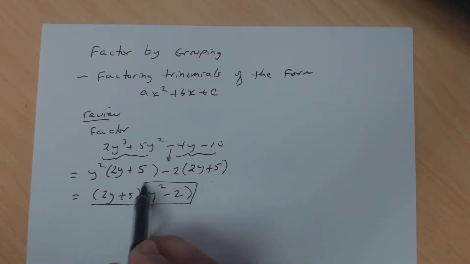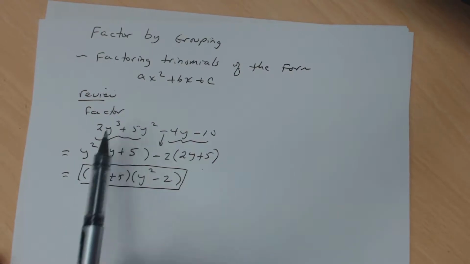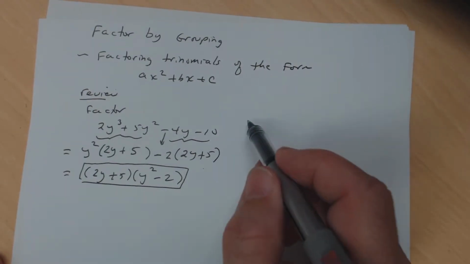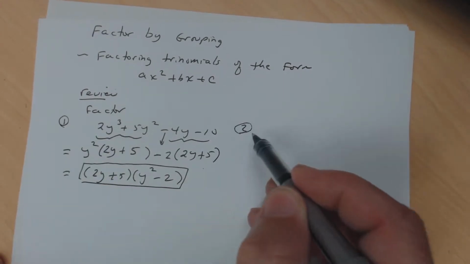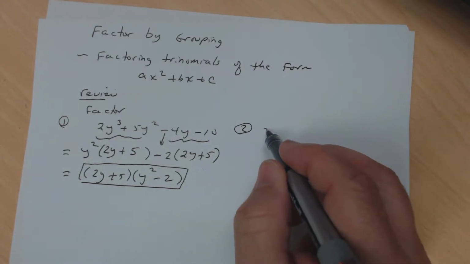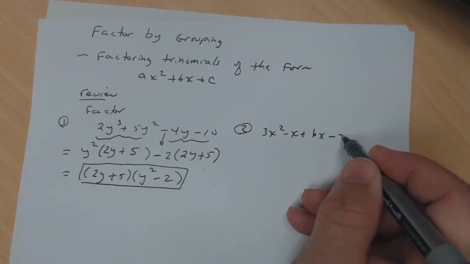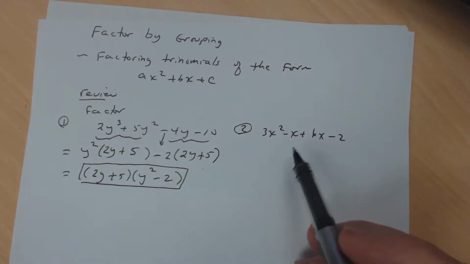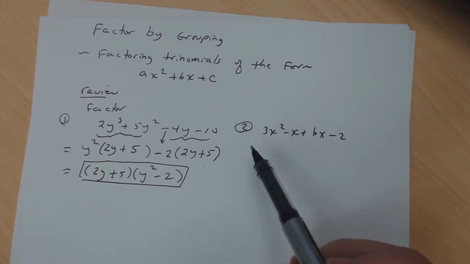And so that is the answer to this problem. Okay, so let's review another one. This is number 1. So let's suppose this time I have 3x squared minus x plus 6x minus 2. So let's review one more problem, and then we'll go to the section.